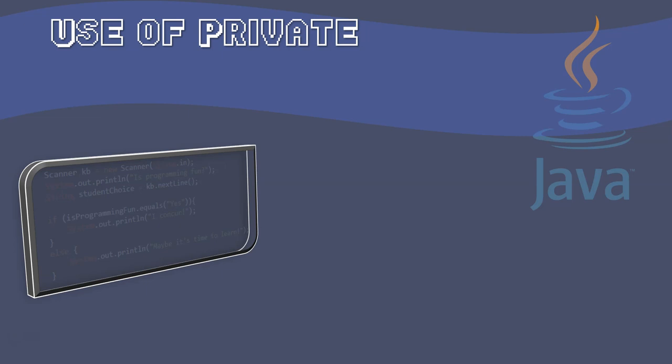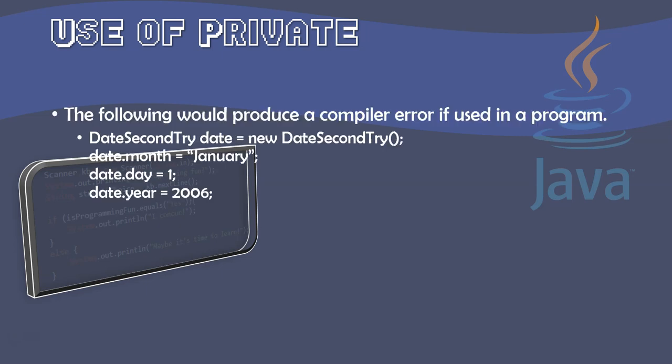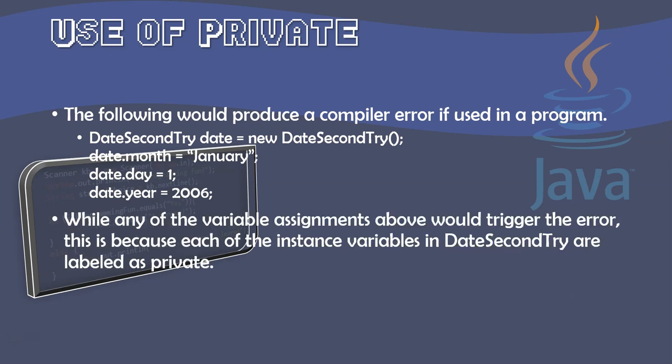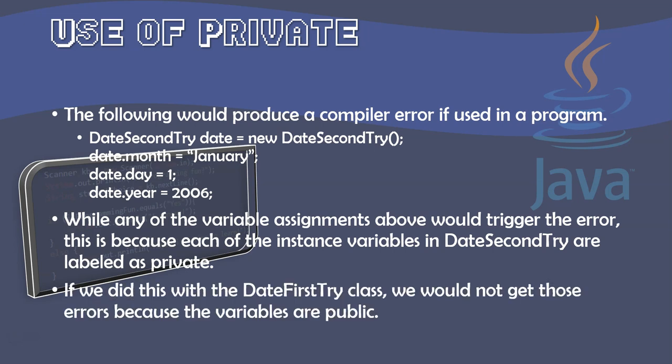So let's talk a little bit about that use of private. The following will produce a compiler error if we use this in a program. This is what I was just talking about. If we have a date second try, and I try to use date one dot month equals January, or date one dot day, or date one dot year, remember, what do we say about those variables? They are private. Any of the variable assignments we're looking at right here would trigger an error, because these variables have been switched from a public modifier to a private modifier. And you might be wondering, why is this a big deal? We'll get to all of that as we dive deeper into our private and public usage. Now, if we did this with day first try, we will not get any errors because, as we mentioned, these are public.